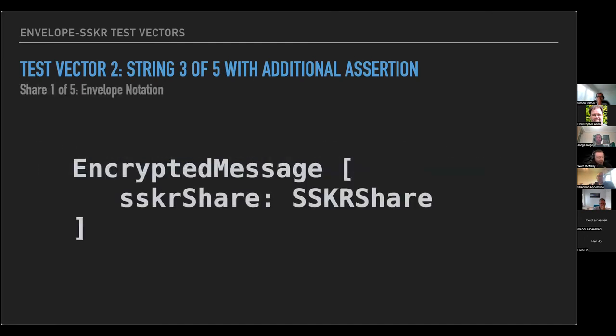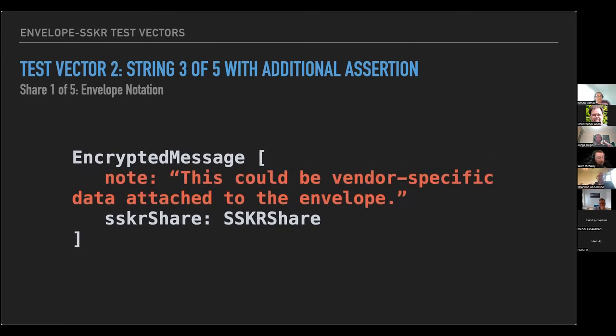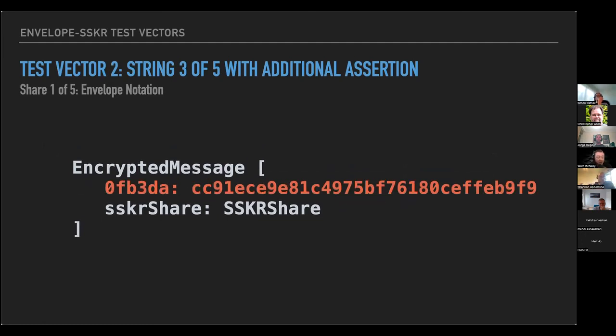So, I want to keep emphasizing that. In this case, remember the envelope notation. This is from the previous one where we didn't have an additional assertion, but here's our additional assertion. It's a note that in this case, it's a text. This could be vendor specific data attached to the envelope. And this could truly be anything. In fact, it could be whatever binary you want it to be, as long as it's encoded in CBOR. So again, I want to emphasize that this doesn't limit you in any way. Even the predicate can be whatever you want it to be.